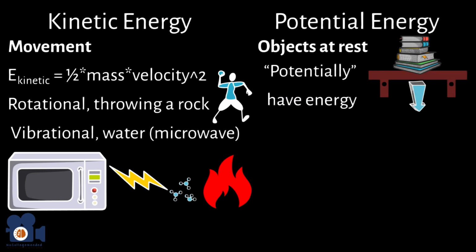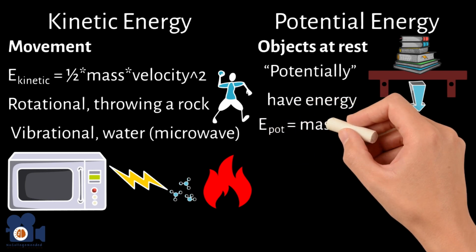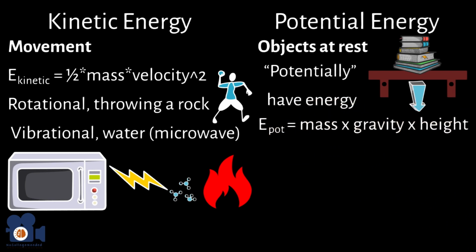There are two main equations relating potential energy. The first is E potential equals mass times gravity times height. Hopefully that one is pretty straightforward.